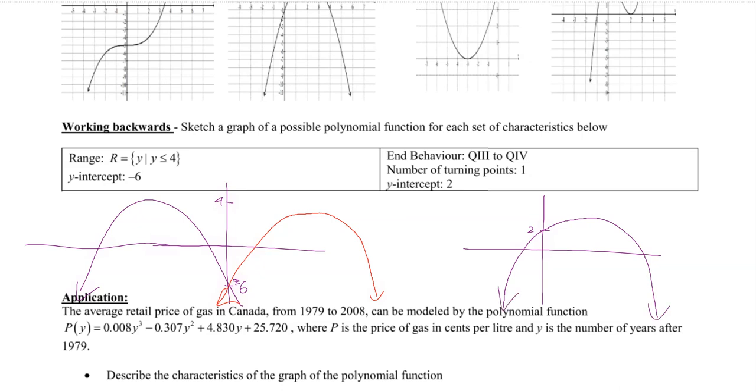So Q3 to Q4 with one turning point says it's a quadratic. Q3 to Q4 by itself says it's a quadratic, right? Or a fourth degree, but we don't do fourth degree.